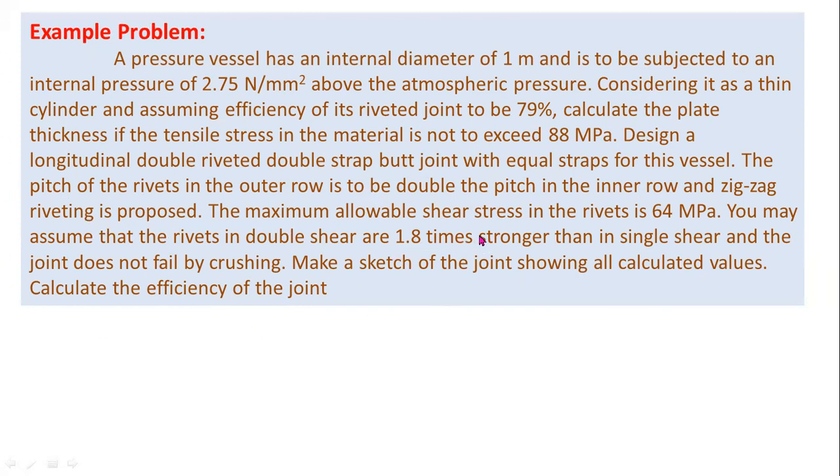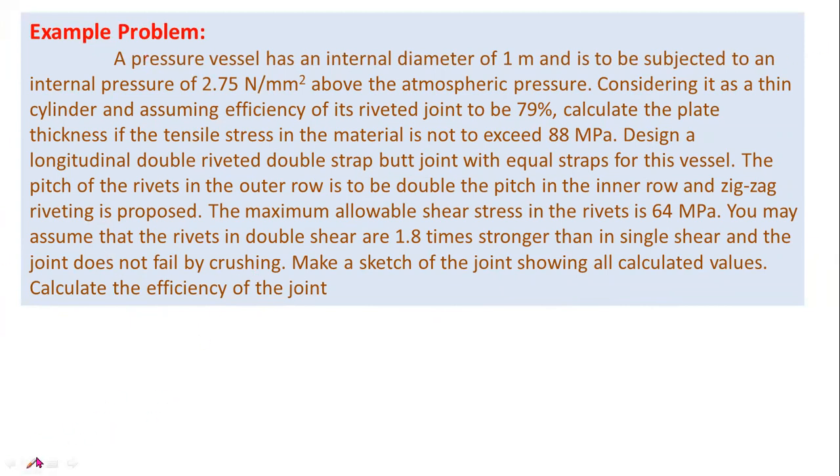The maximum allowable shear stress in the rivets is 64 megapascal. You may assume that the rivets in double shear are 1.8 times stronger than in single shear, and the joint doesn't fail by crushing. Make a sketch of the joint showing all calculated values. Calculate the efficiency of the joint. This is the given question.